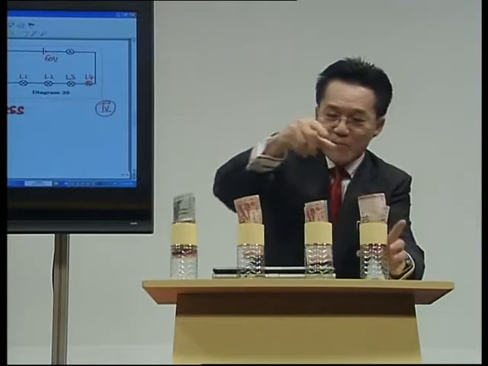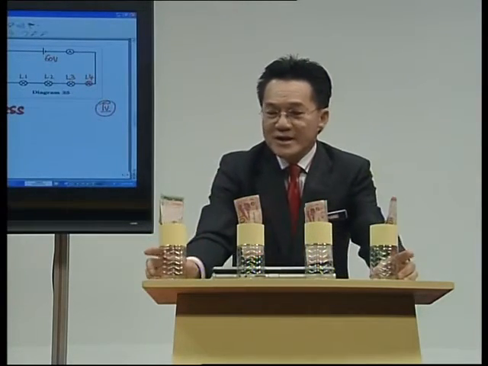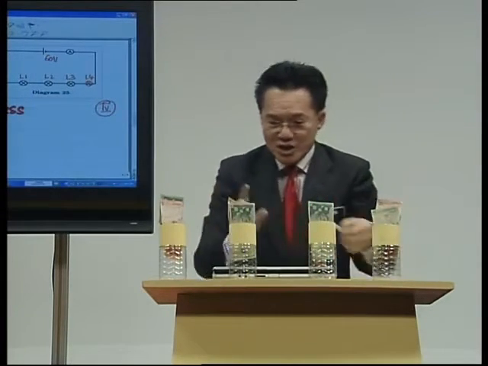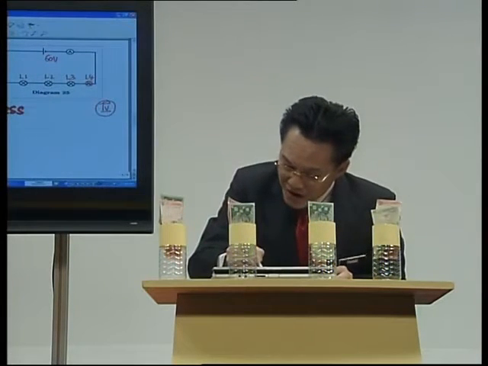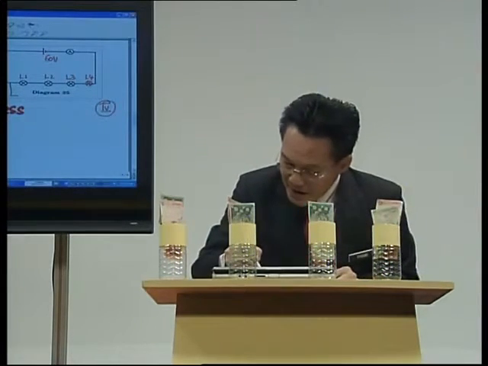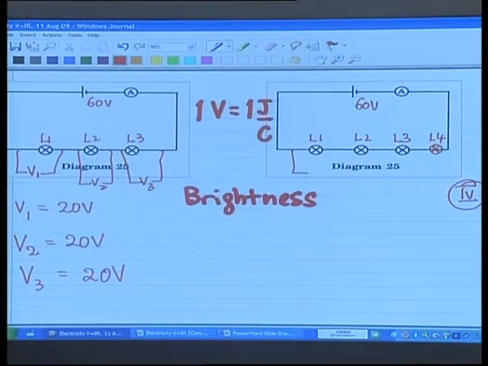Now, if you look at it from this point of view, it is very easy to understand what has happened here. Because for each of the bulbs now in diagram number 4 on the right hand side, how many volts are there? I'll just write down. L1, how many volts across L1? You would know that it is 15 volts. What about this? 15 volts. What about this? 15 volts. And what about this? Another 15 volts.